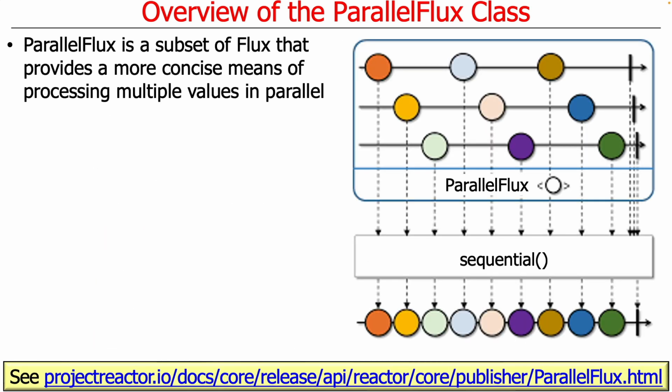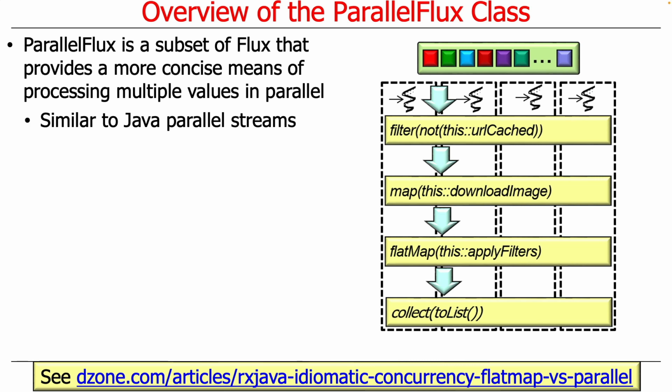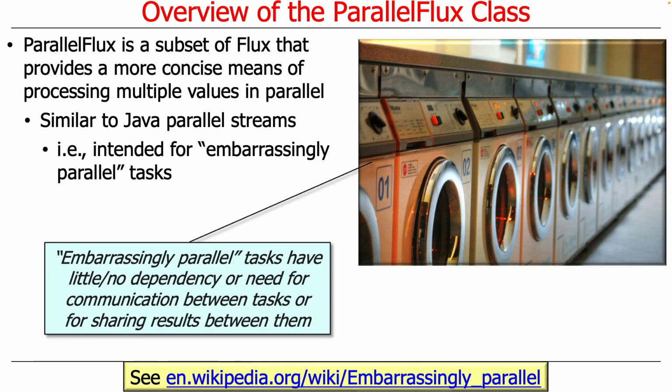So parallel flux is also a subset of flux, meaning that it doesn't support all the operations that flux has. It just has some of them. And it allows you to do these parallel computations using this concept called a rail. Like I said, it's very similar to Java parallel streams, and they're both intended for embarrassingly parallel tasks, as is the flatMap concurrency idiom for that matter.